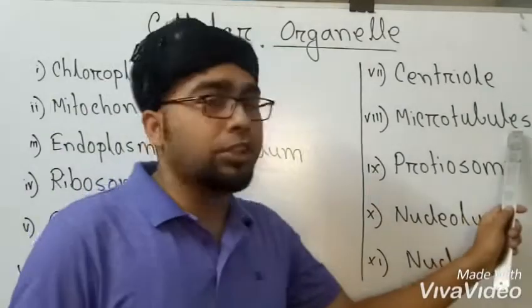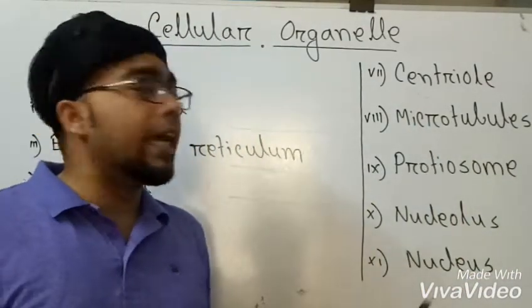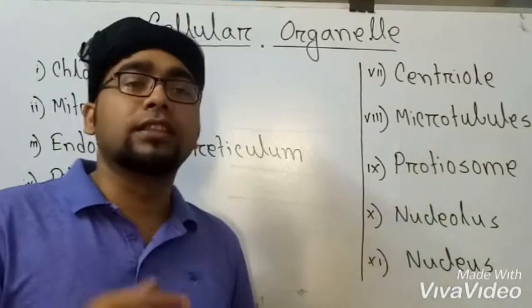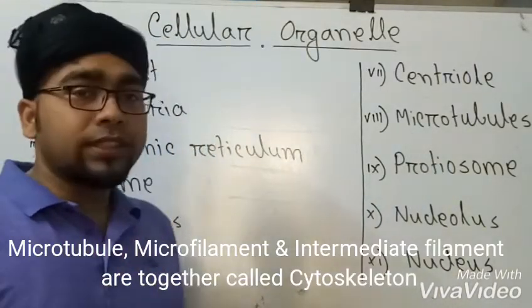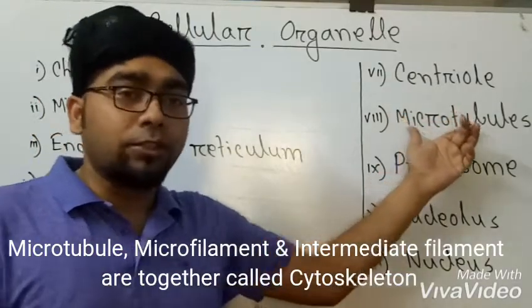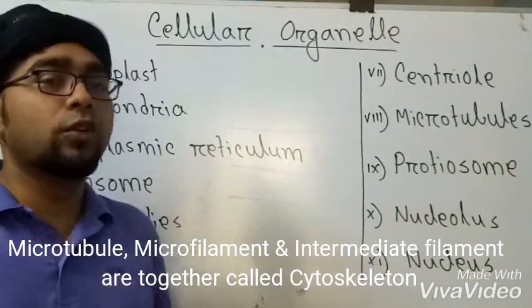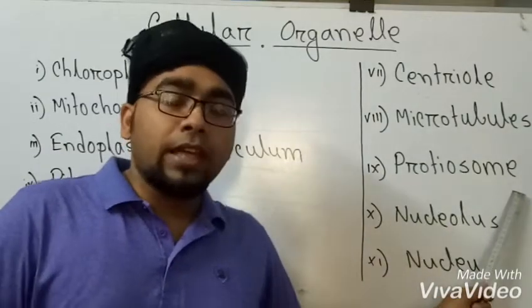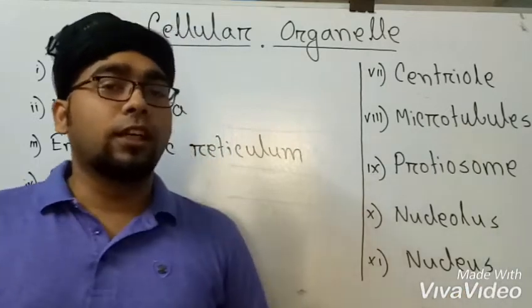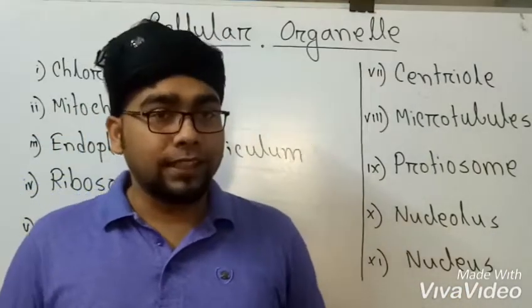Next one, microtubules. These microtubules with intermediate filament and microfilament are known as cytoskeleton. So what is cytoskeleton? Microtubule, microfilament and intermediate filament are collectively known as cytoskeleton. Next one, proteasome. Another important organelle of a cell. This proteasome is called the main switch of a cell.